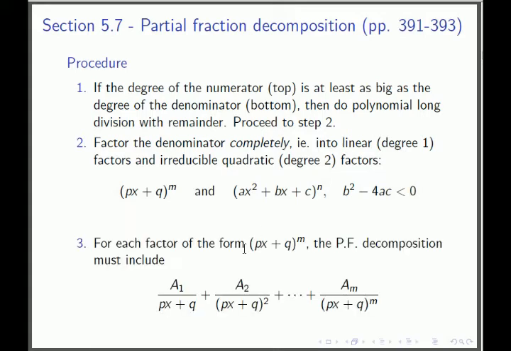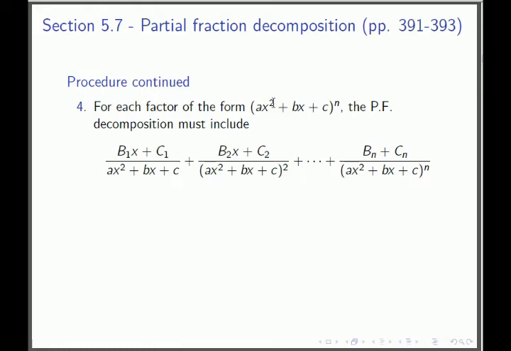For each factor of the form px plus q to the m, that is for each linear factor with multiplicity, our partial fraction decomposition must include these terms. That is, we're going to have a fraction for every power of the factor px plus q up to the multiplicity of that factor. And on top, we're going to have some undetermined coefficients, a1, a2, up through am, which we're going to need to solve for later.